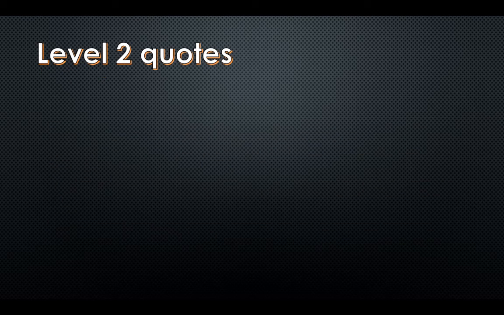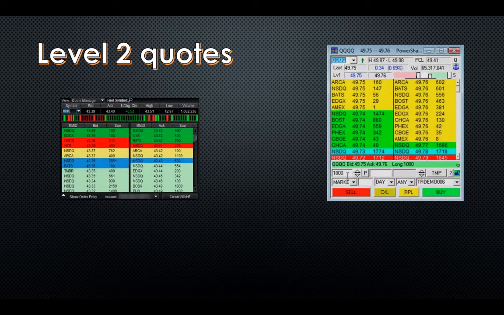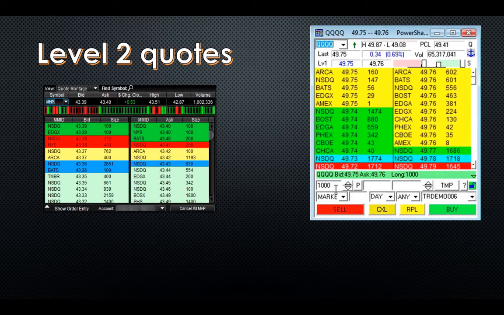Okay, now let's look at the level 2 and examine it. Those are two level 2 quotes from two different platforms. They look a little bit different, but they have the same components. Let's look at the left half of the level 2, which is the bid or the buy side. First column is the MMID or market maker ID or the ECN ID. This is a 4 or 3 letter abbreviation of different market makers that we just discussed.